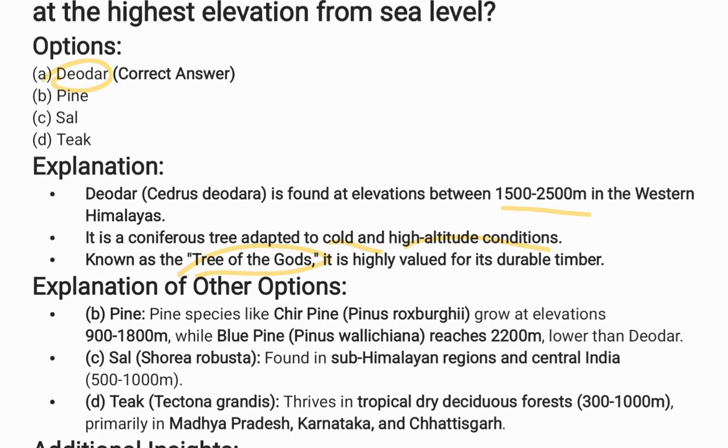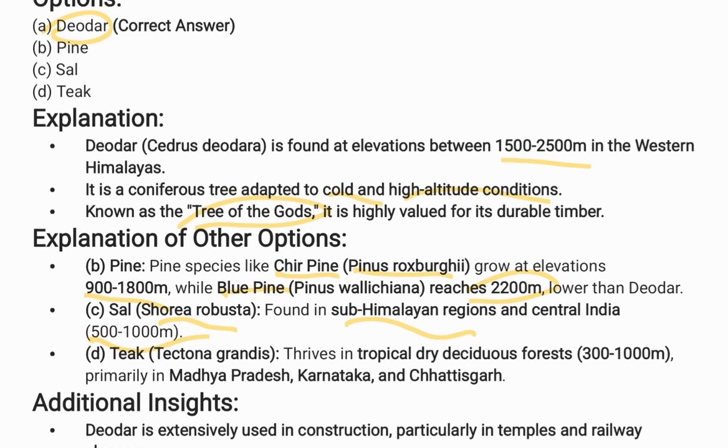It is highly valuable, durable timber. Pine, especially chir pine, Pinus roxburghii, grows at elevation 900 to 1800 meters, while blue pine, Pinus wallichiana, reaches 2200 meters, lower than Deodar. Sal, Shorea robusta, is found in sub-Himalayan region and central India, 500 to 1000 meters.